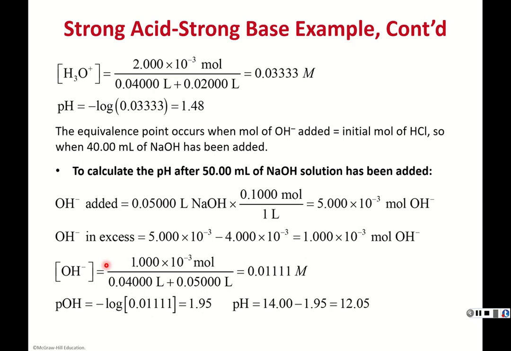And we could then use that to find a concentration of OH-. So we have 1 times 10 to the minus 3 moles excess, and the total volume would be 40 milliliters of acid plus 50 milliliters of base that we've added. So 90 milliliters or 0.09 liters. And the final concentration of OH- there would be 0.01111. Take the negative log of that to get pOH, and then subtract it from 14 to convert it to a pH.